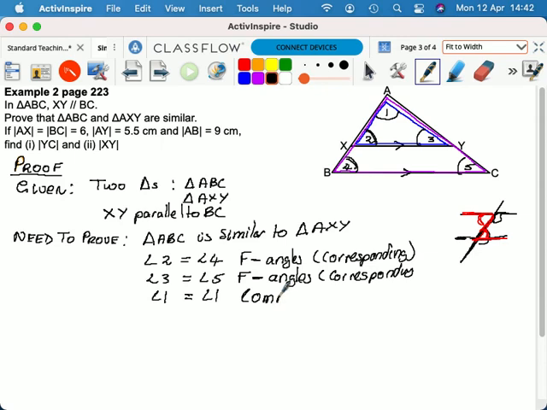Do we have 3 angles in one triangle equal to 3 angles in the other? Yes. Now, 2, 3, and 1 is making reference to triangle AXY, and this is making reference to A, B, and C. So triangle AXY and triangle ABC are similar because all 3 angles in one match the 3 angles in the other. So we've now proved it. That's the proof bit done.